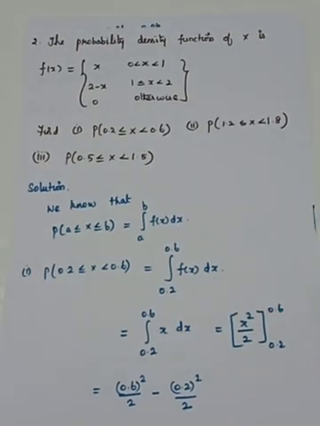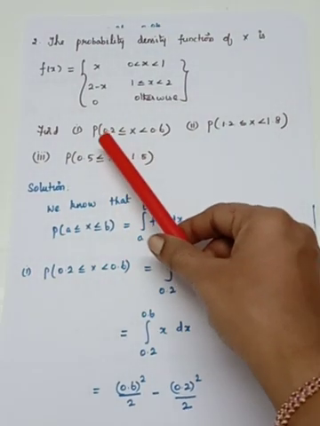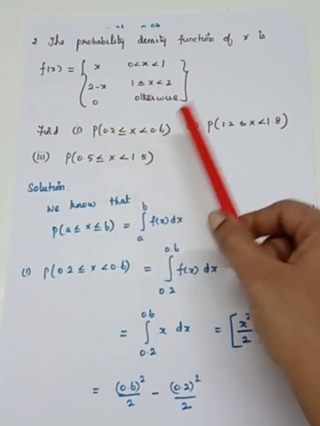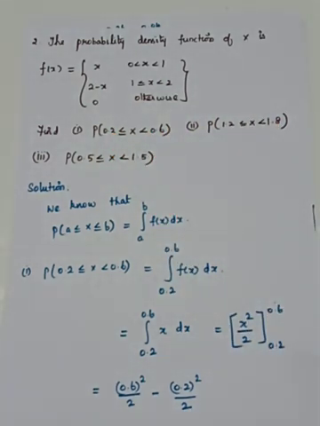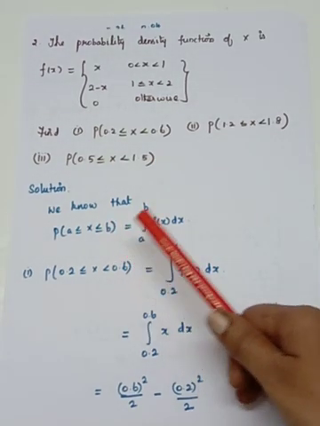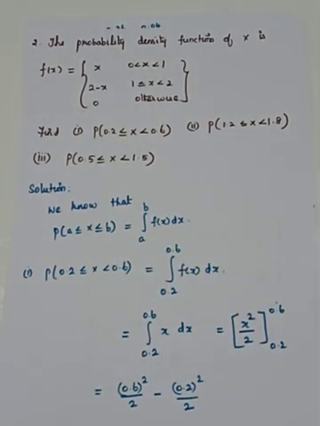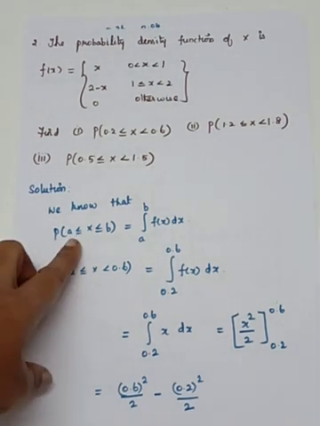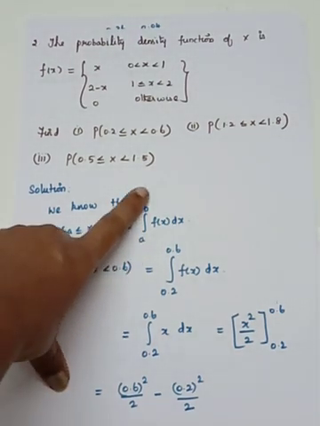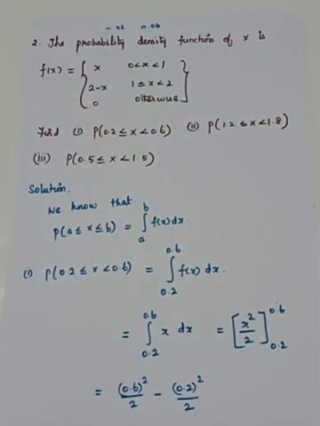So first, what you have to find is the probability of 0.2 less than or equal to x less than 0.6. In the probability density function property, we have defined it like this: P of A less than or equal to X less than or equal to B is the area under the curve from A to B, equal to the integral from A to B of f of x dx.